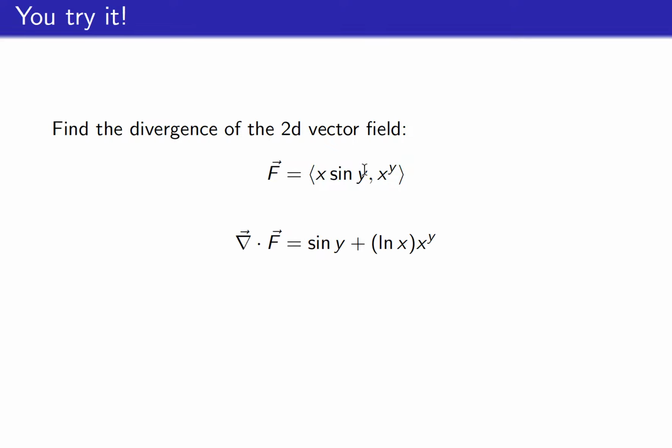Partial derivative of this with respect to x is sine y. Partial derivative of this with respect to y is natural log of x times x to the y. So remember, that's how we deal with derivatives when y is the variable. This is an exponential function, and take the derivative of that. You get this. Why didn't I ask to find the divergence and the curl?